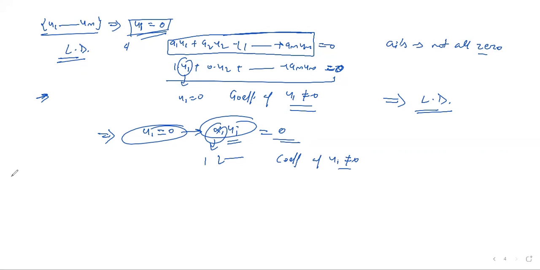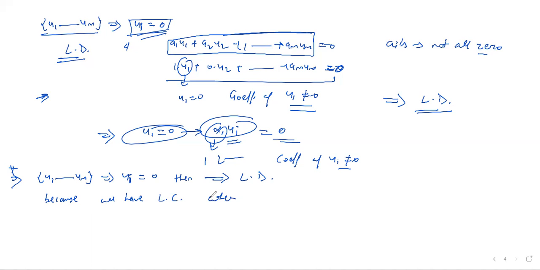Let's write it down in a proper manner, because it is a very important definition. Let's say that in this set u1 to un there is one vector ui which is equal to 0. Then this set of vectors must be linearly dependent, because we have a linear combination where the coefficient of ui is not equal to 0, as 1·u1 plus 0·u2.